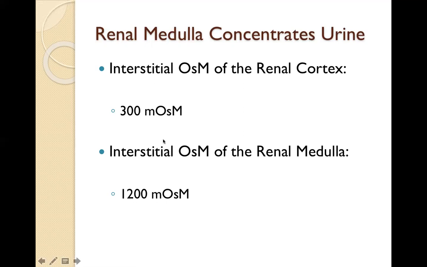If we look at the interstitial osmolarity of the renal medulla, now deep within the core of the kidney, the osmolarity there is about 1,200 milliosmoles. That's that maximum concentrating ability of the urine, and it coincides with the maximum concentration of the interstitial fluid of the renal medulla.